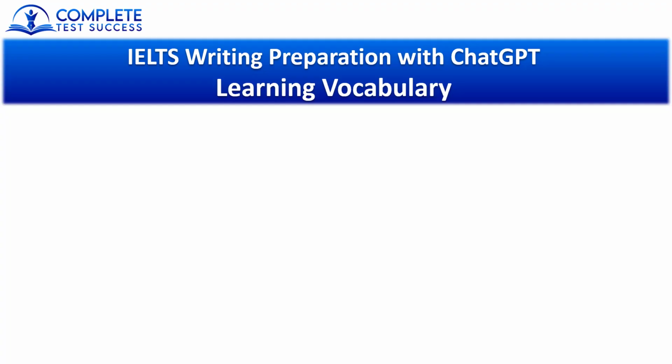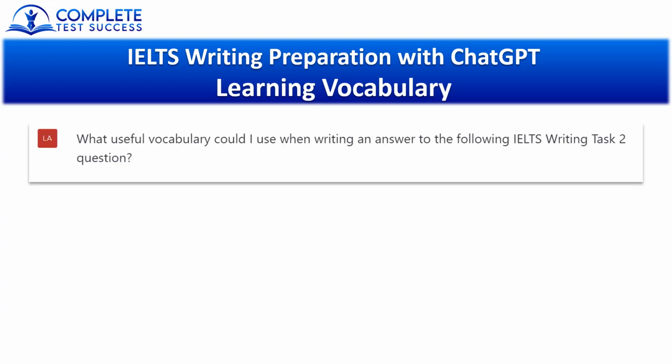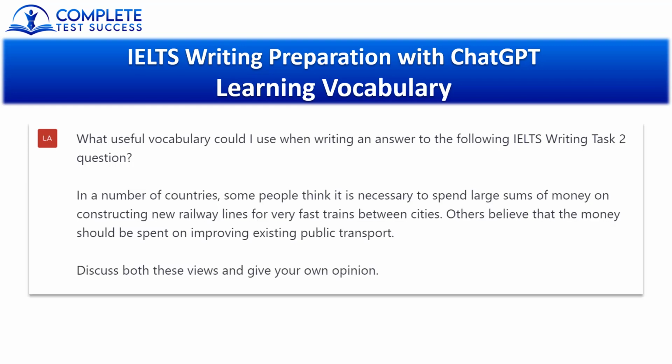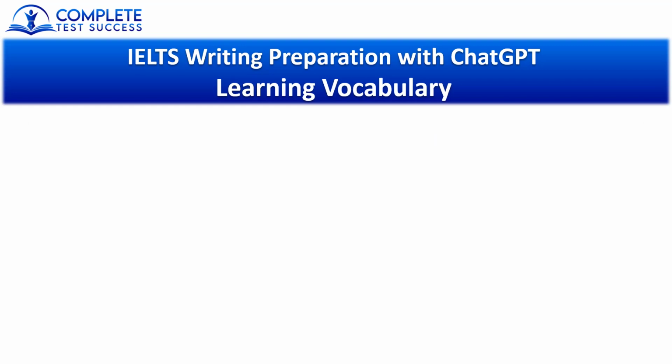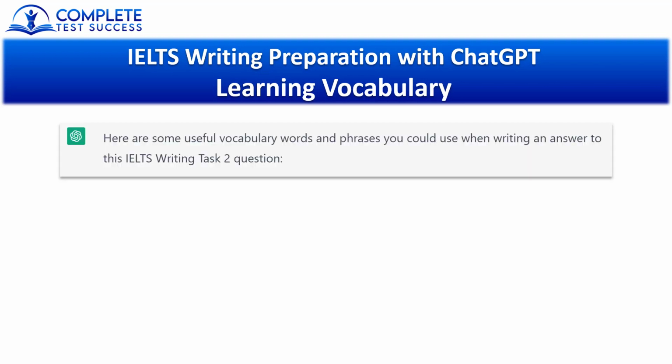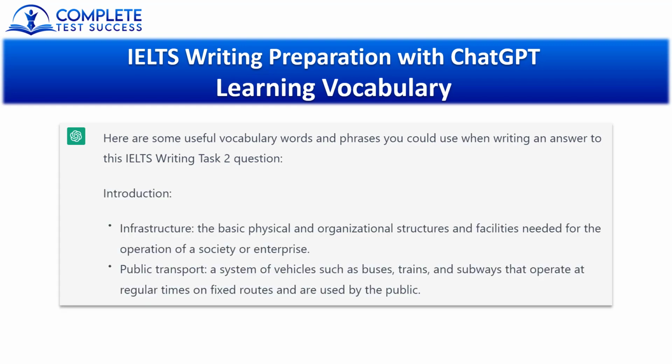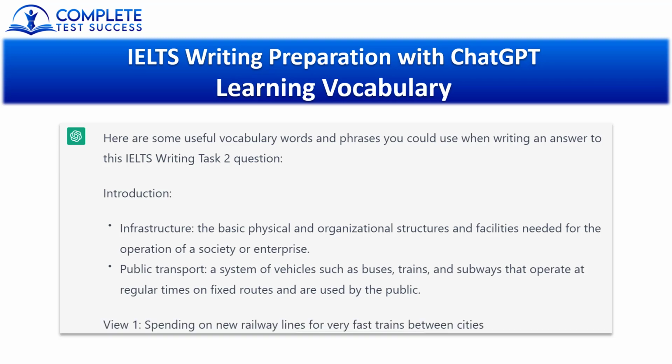So this time what I did was I asked, "What useful vocabulary can I use when writing an answer to the following Writing Task 2 question?" I pasted in the question and I clicked enter. The chatbot got back to me with this. "Here are some useful vocabulary, words and phrases you could use when writing an answer to this IELTS Writing Task 2 question." And it gave me a list of words that I might use in the introduction, and then it continued on with words for the different parts of the essay.